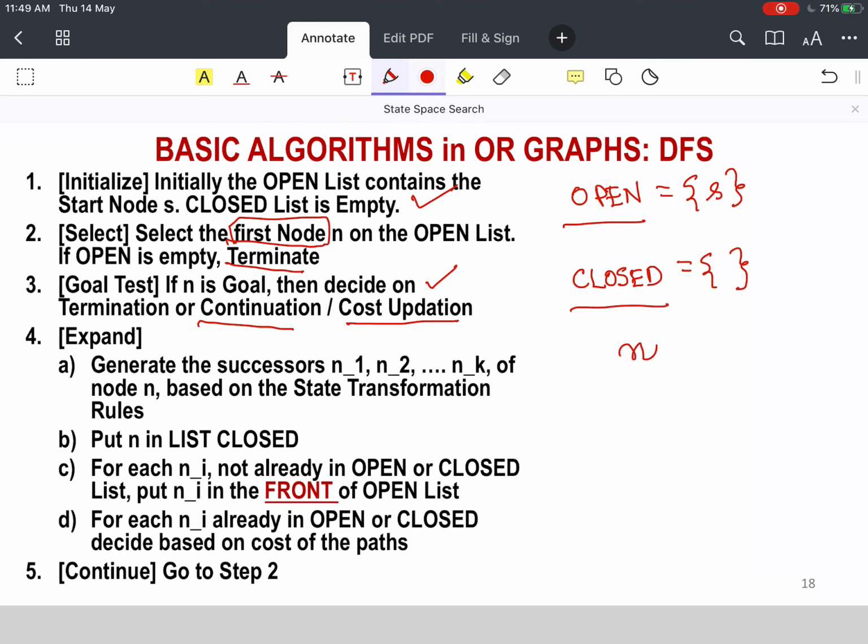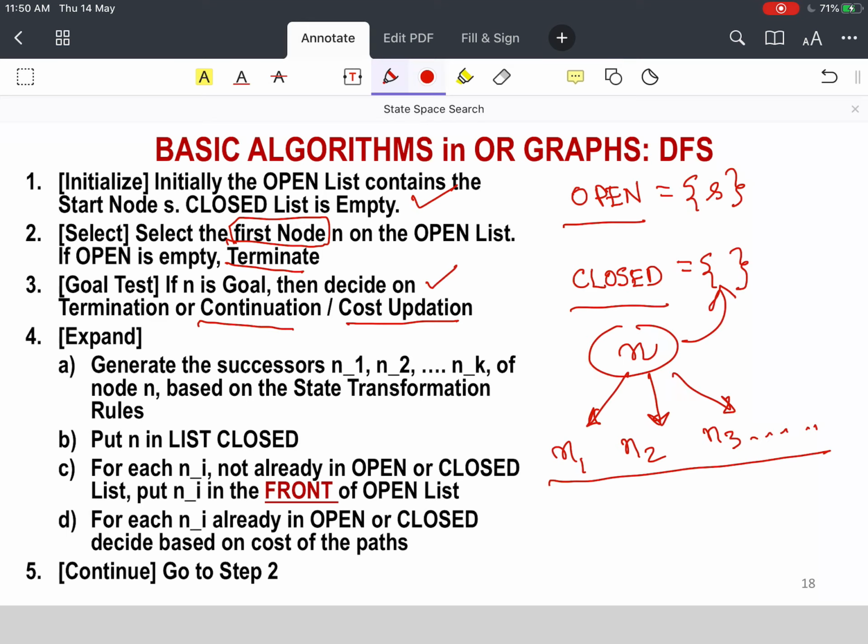If it is not a goal node, then for this node that we have taken out of the open list, we create its successors, n1, n2, n3, and so on and so forth. We put n back into the closed list. And for each of its successors which is not already in the open list, we put it in front of the open list, which means that we are now treating the open list as a stack data structure.